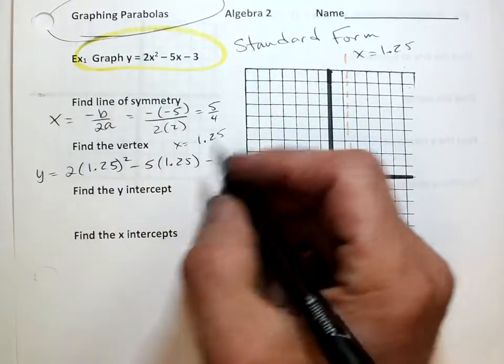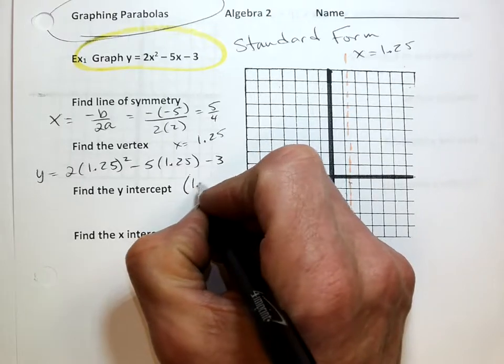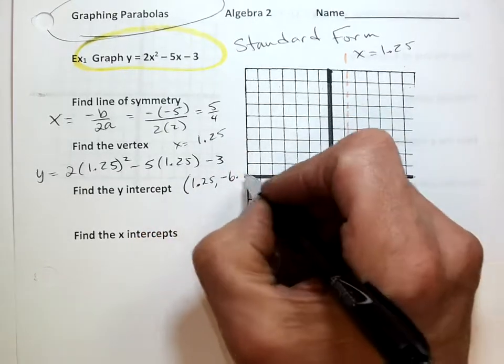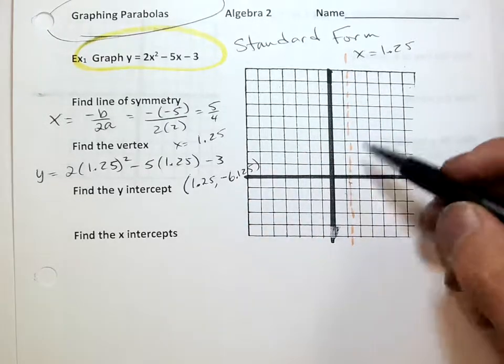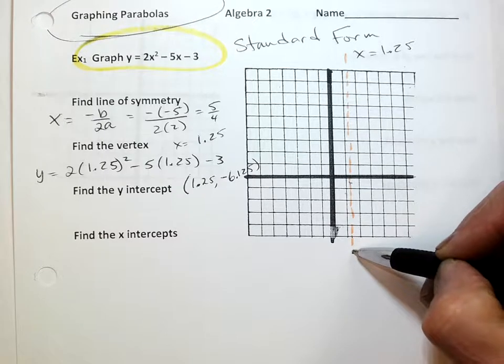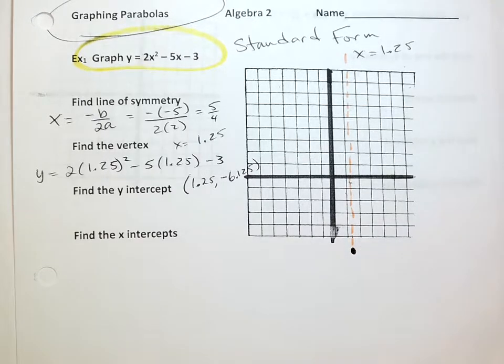So my vertex is going to be at the point 1.25, negative 6.125. I'll have to estimate that. I'll go down 1, 2, 3, 4, 5, 6.25. I'm just going to estimate, okay? I'm going to say it's right about there.